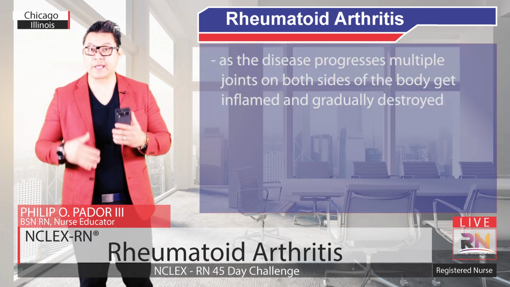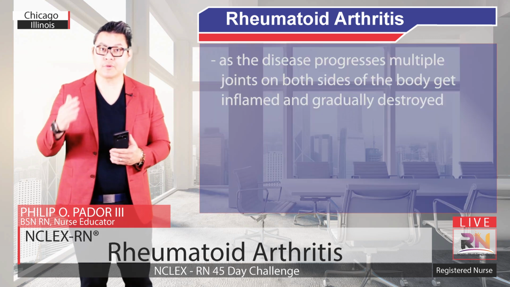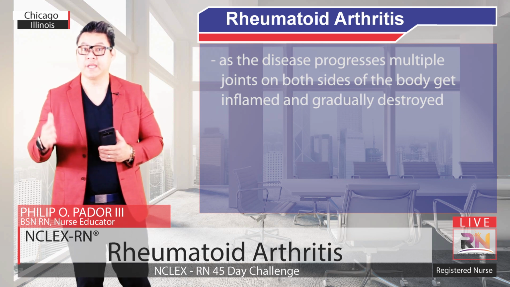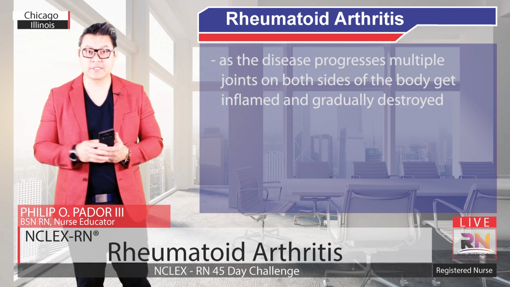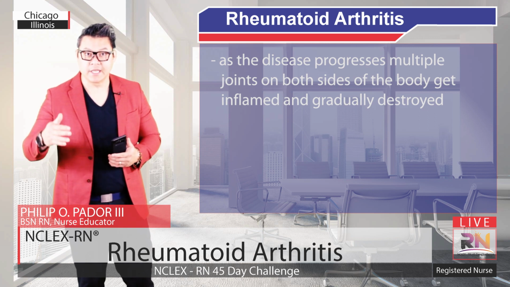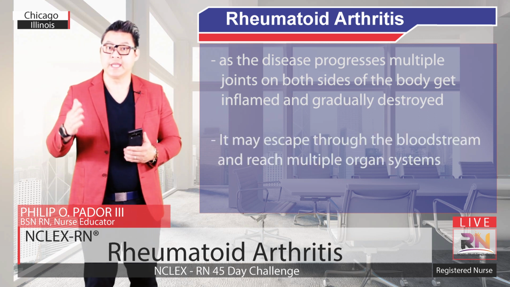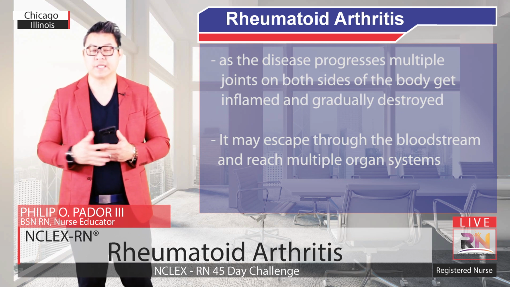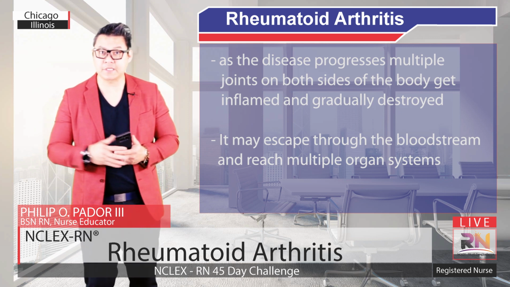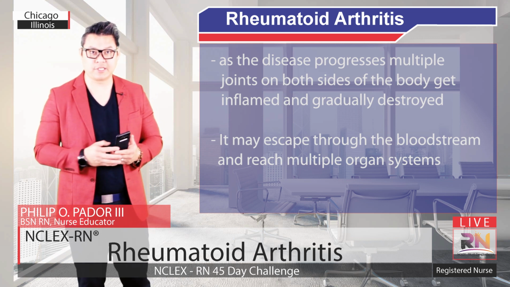As the disease progresses, multiple joints on both sides of the body get inflamed and gradually destroyed. But these inflammatory cytokines don't just stay within the tight joint space. Instead, they escape through the bloodstream and reach multiple organ systems with extra-articular problems, meaning problems beyond the joint space.